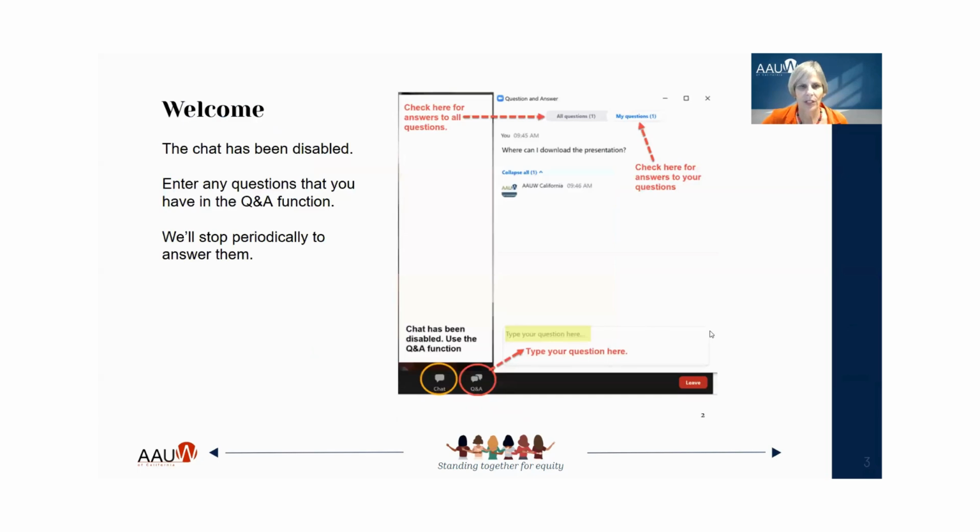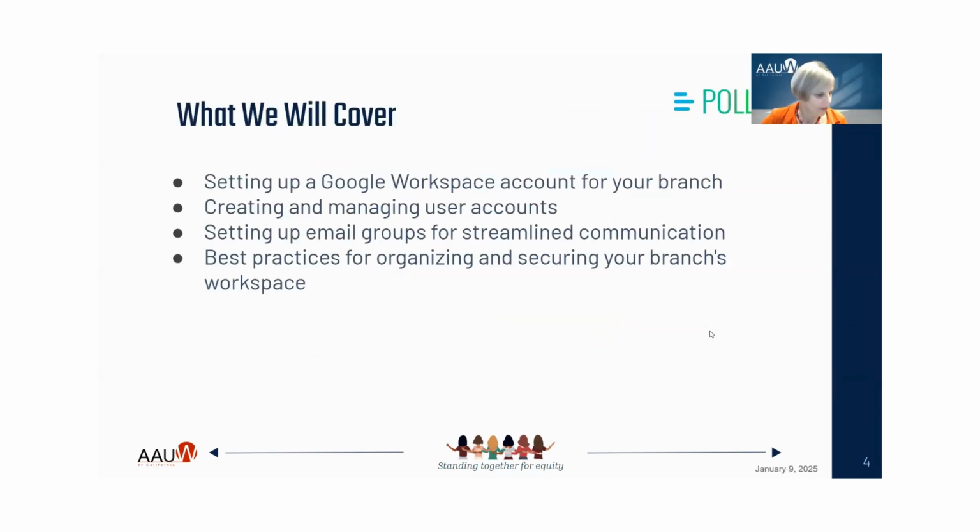So what we're going to cover tonight is Google Workspace and how to set it up for your branch, creating and managing a user account, setting up email groups. In the document that I sent out, it said email aliases. We're not using that anymore. And the best practices for organizing and securing your branch's workspace. I'm going to try to limit it to just a few things so that people can follow along. And Barbara, yes, chat is disabled. If you want to communicate, you need to use the Q&A function, and we'll take a look at that.